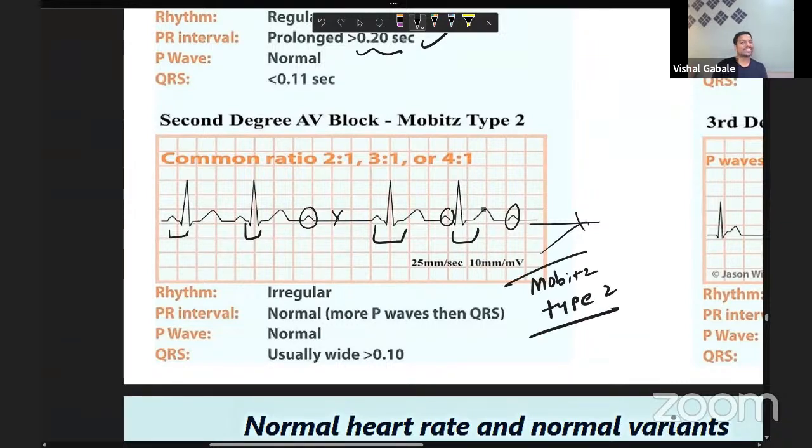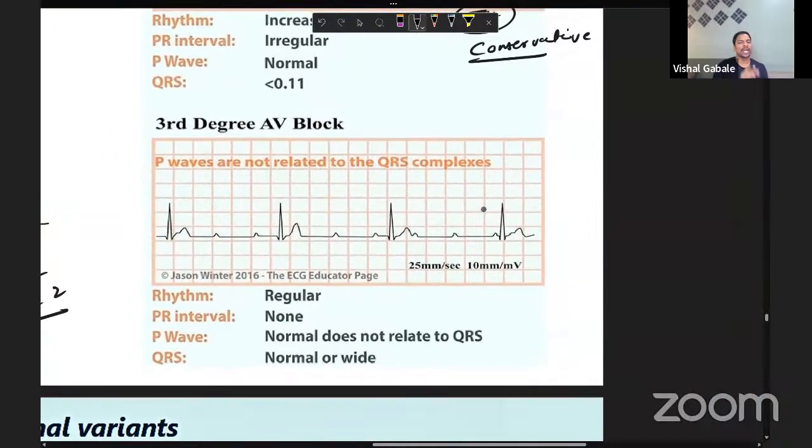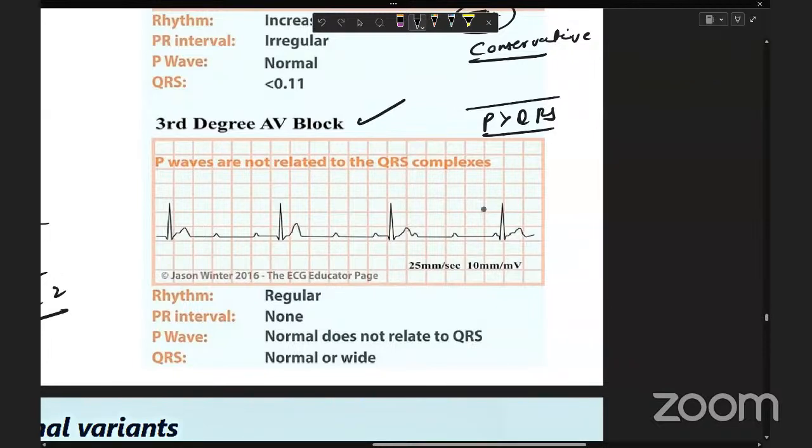Now lastly, your third degree heart block. Third degree heart block is the easiest heart block to identify because here your P waves will be more than the QRS complexes. That means your atria and ventricles are beating at their own pace. They are not controlled by each other.